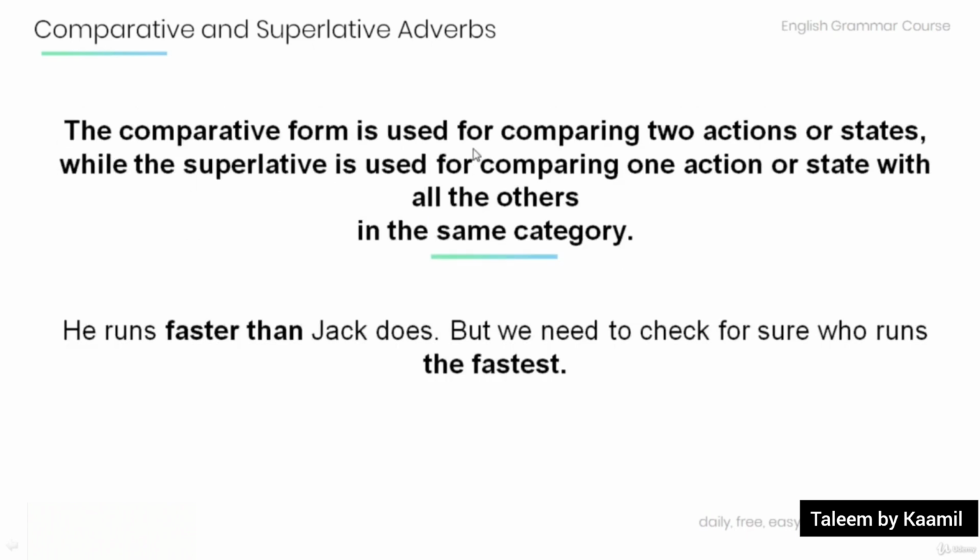Now the comparative form is used for comparing two actions or states, while the superlative is used for comparing one action or state with all the others in the same category, as in the example below. He runs faster than Jack does. Comparative. But we need to check for sure who runs the fastest. Superlative.